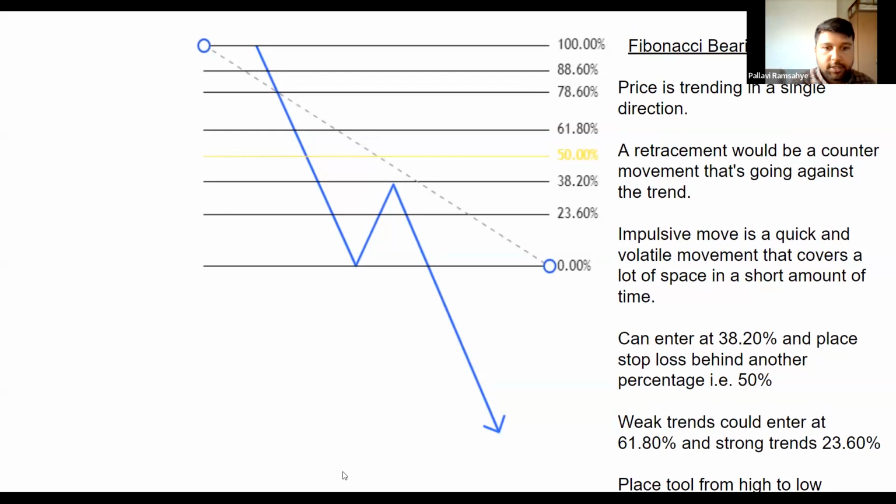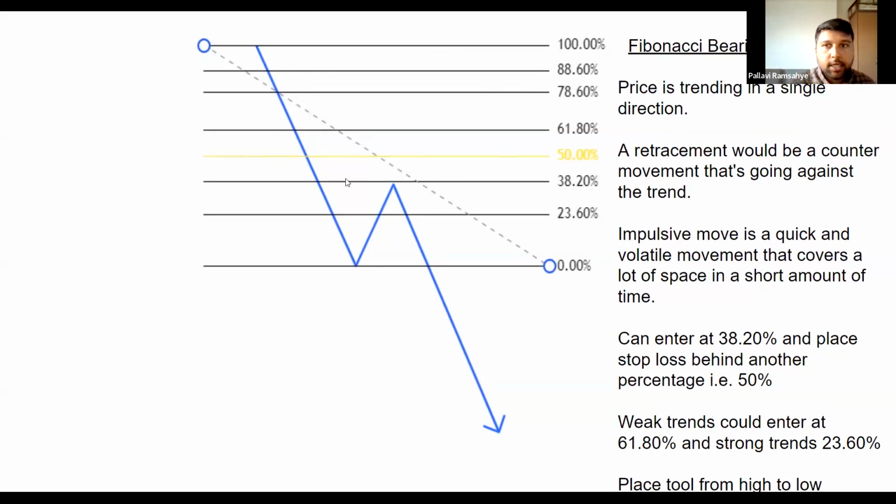Just so everybody's on the same page. What percentage is this? 38.2. Perfect. 38.2. Correct. Yeah. So we're retracing 38.2% of this move. Okay.